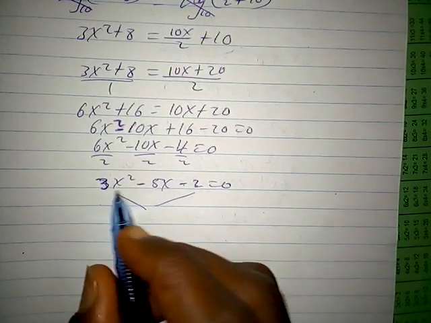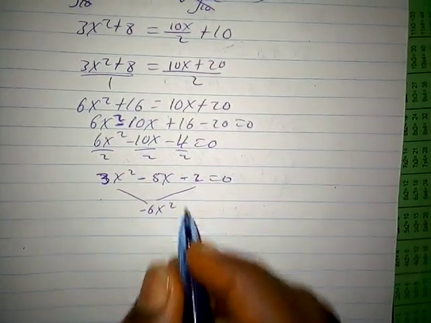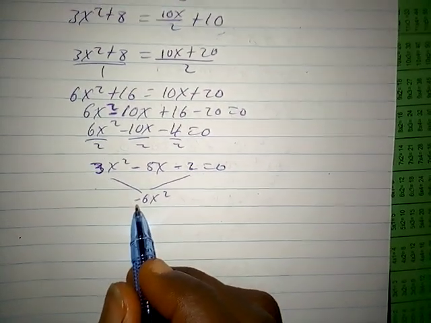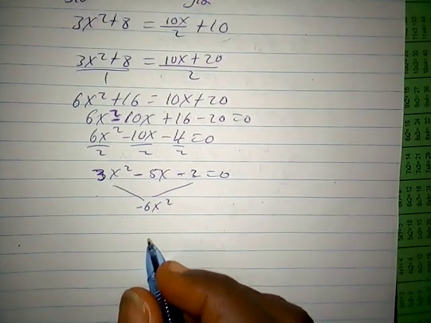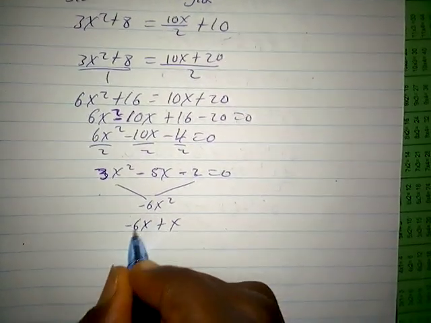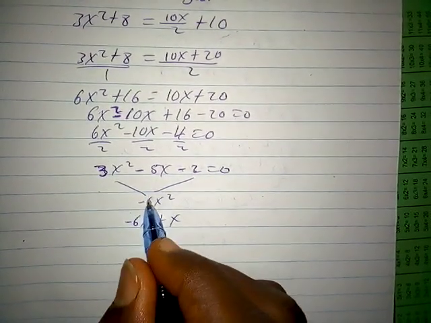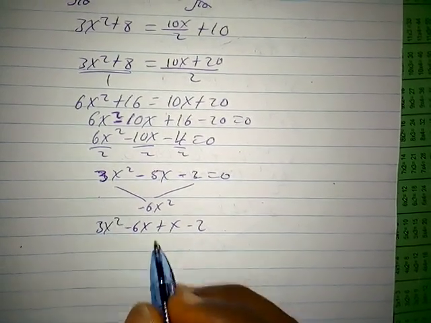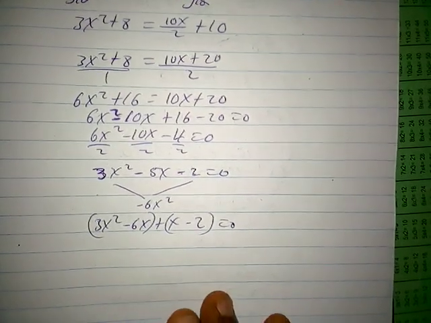We solve the quadratic by multiplying the first term and the last term, which gives minus 6x squared. Now we are going to find two terms. If we multiply them, they are going to give us minus 6x squared. If we add them, they are going to give us minus 5x. What are the two terms? They are minus 6x plus x. Just add and subtract them. If you multiply them, you are going to have minus 6x squared. From then, we group them.